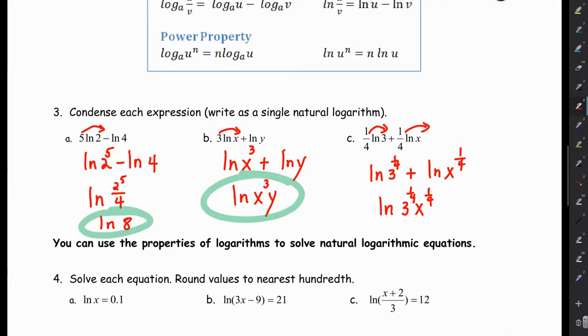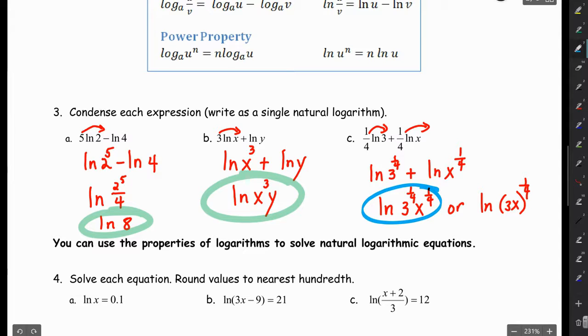Right, and that certainly counts as condensing, but since they're both raised to the 1/4 power, I'm just going to rewrite that. I think this just looks a little bit nicer. But either of these would be an acceptable answer. You can turn in this guy or this guy. They would both work.